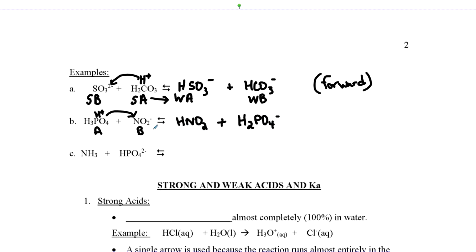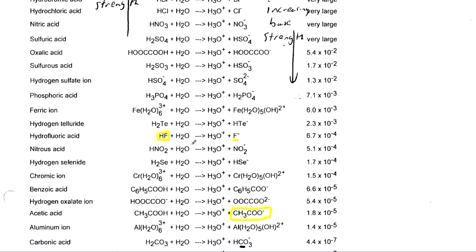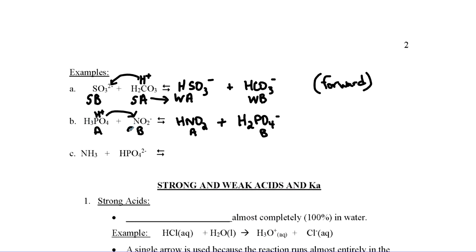Okay, now this would be our conjugate acid, and this one would be our conjugate base. So let's compare our two bases, H2PO4 and NO2, and see which one's stronger. Here's NO2, and here's H2PO4. So NO2 is further down, so it's the stronger base. So that means that's the strong acid, weak, weak. And again, the forward reaction is favored.